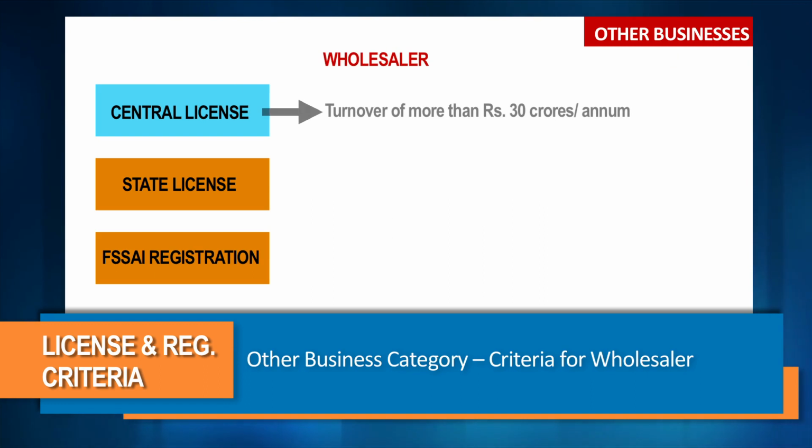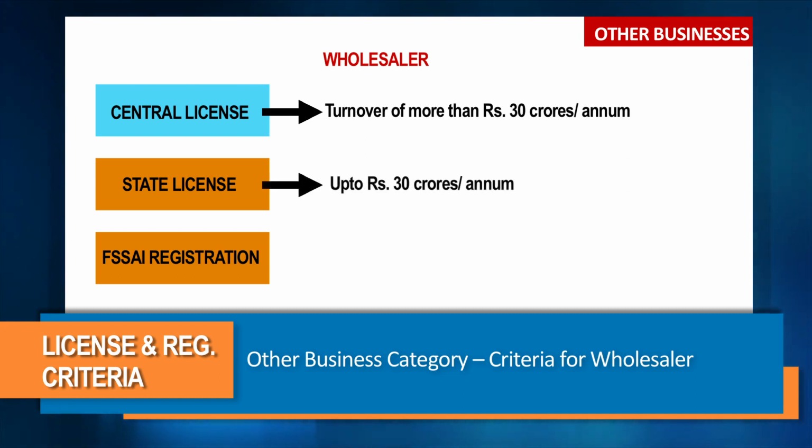Wholesaler with turnover of more than rupees 30 crore per annum falls under central license. Up to rupees 30 crores per annum falls under state license, and with turnover up to rupees 12 lakhs per annum falls under registration category.